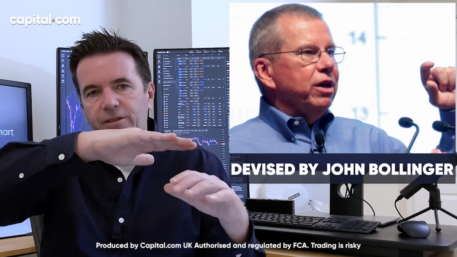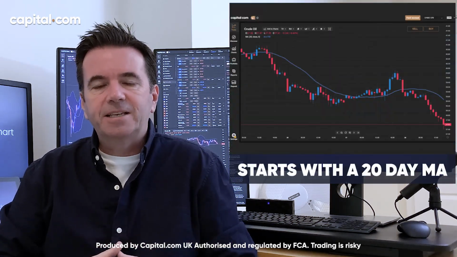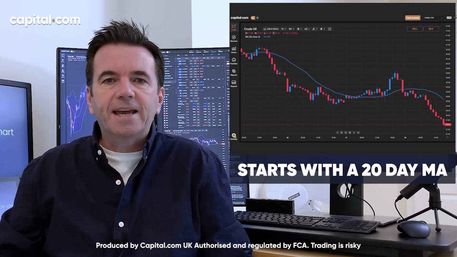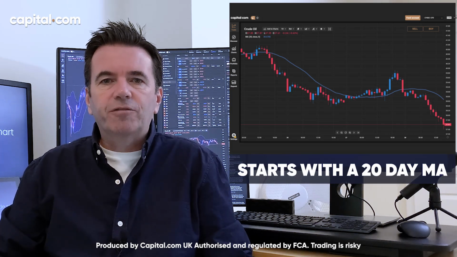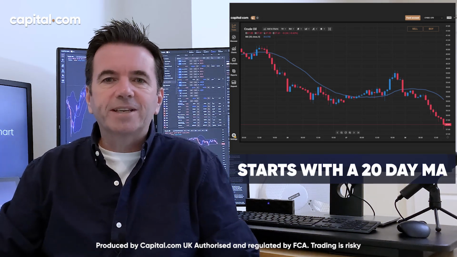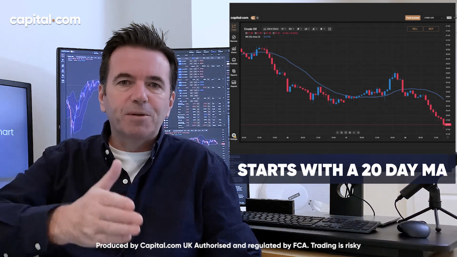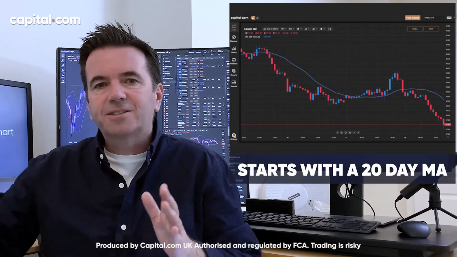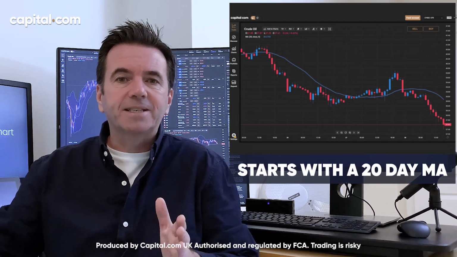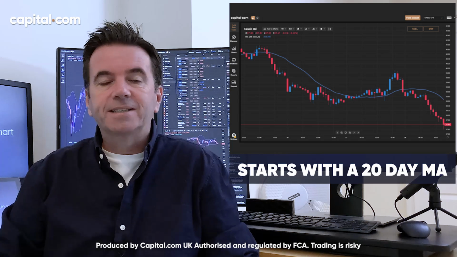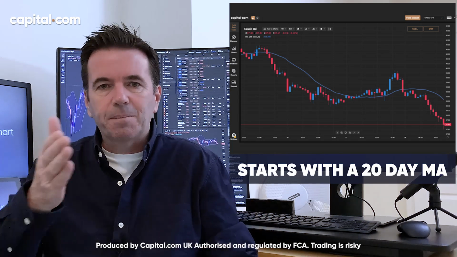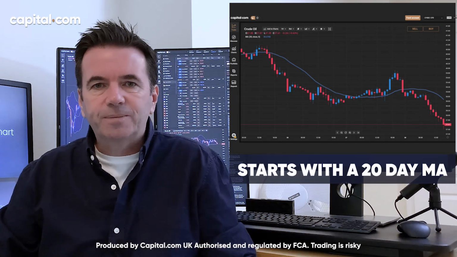If we start off with the middle line from the Bollinger Band indicator, this is just a simple 20-day moving average. If you're familiar with moving averages, you know what this is. So the 20-day moving average today is the last 20 days, typically closing prices added up divided by 20. So an average price for the last 20 days, and then the next day, it plots the next one.